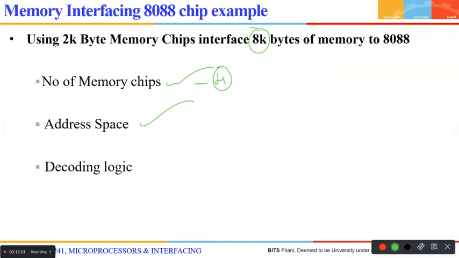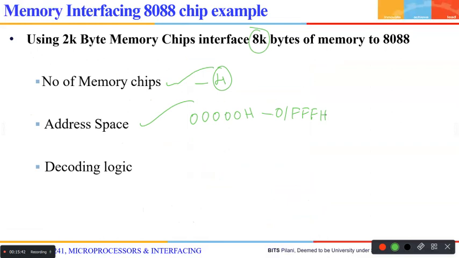Understand this. Next, address space. If the starting address is not given, you are free to choose, free to assume. Suppose I assume my starting address to be 0000H, what is the ending address for 8K memory? Are you sure? Come on. 8 KB is how much? 2 to the power of 13, right? Okay, correct. All of you know how to do this.